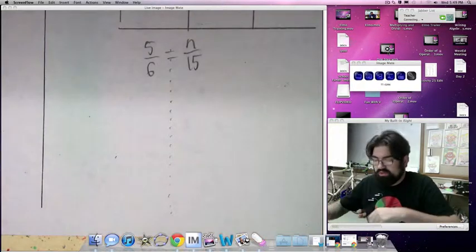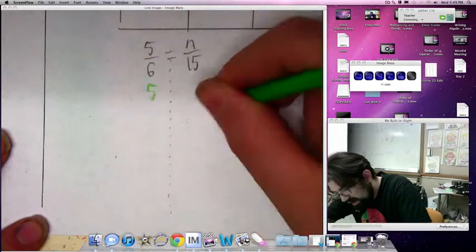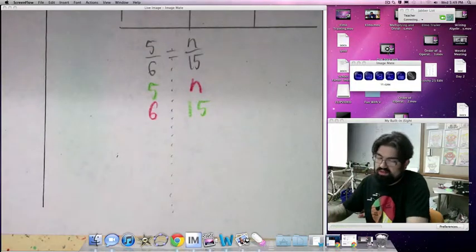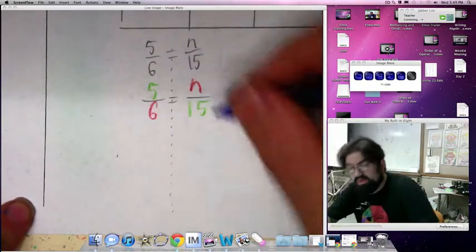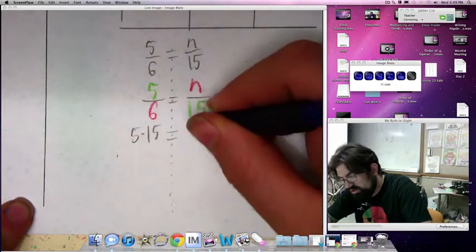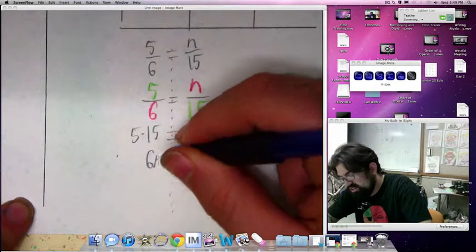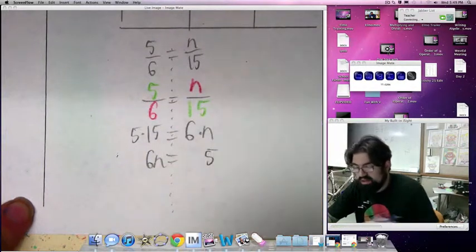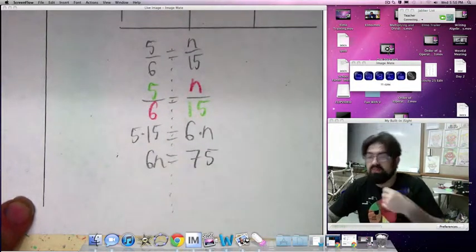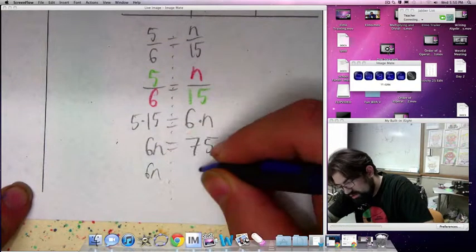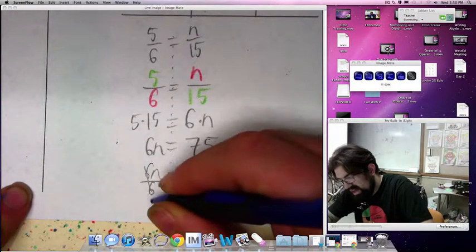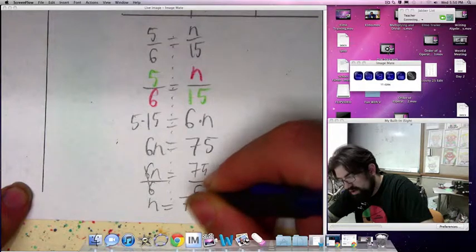I'll do this with the colors. 5, 15, 6, and N. These are equal to each other. Gonna multiply. 5 times 15 is equal to 6 times N. So I've got 6N is equal to 5 times 5 is 25. Carry the 2. 5 times 1 is 5, plus 2 is 7. I'm going to rewrite first. I'm going to divide both sides by 6, and then I'm going to get N equals 75 over 6.